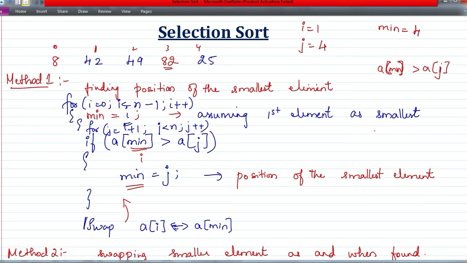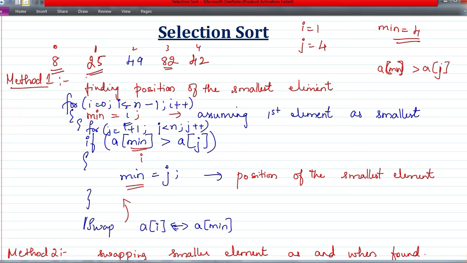So at the end of the second for loop, or at the end of the second pass, I have the position of the element which is second smallest, and that is interchanged with the element at a[i]. i is 1, right? So this is changed with this. So 25 comes here and 42 goes here. So in the first pass, I've got the first smallest element. In the second pass, I've got the second smallest element.